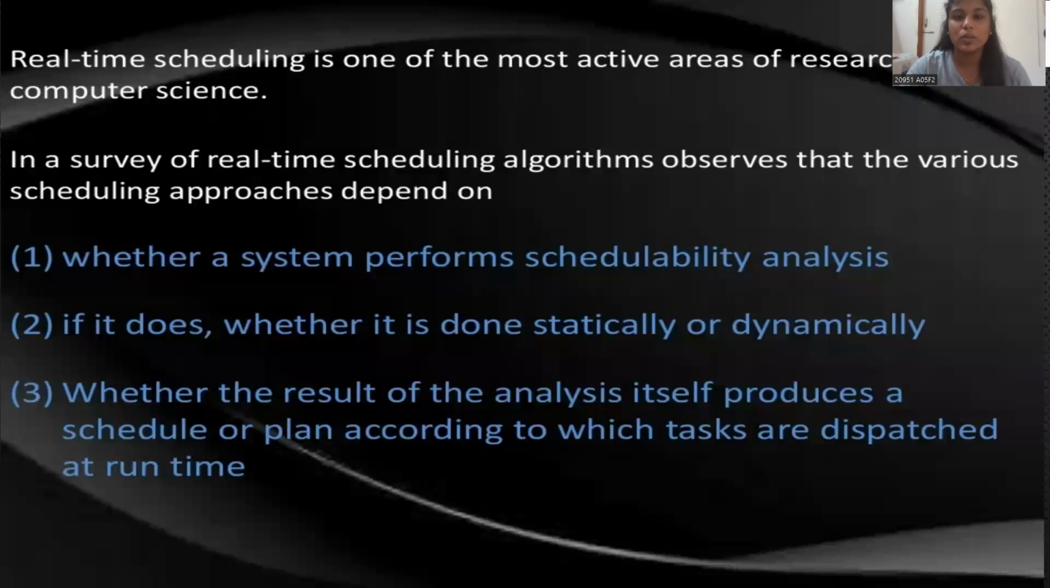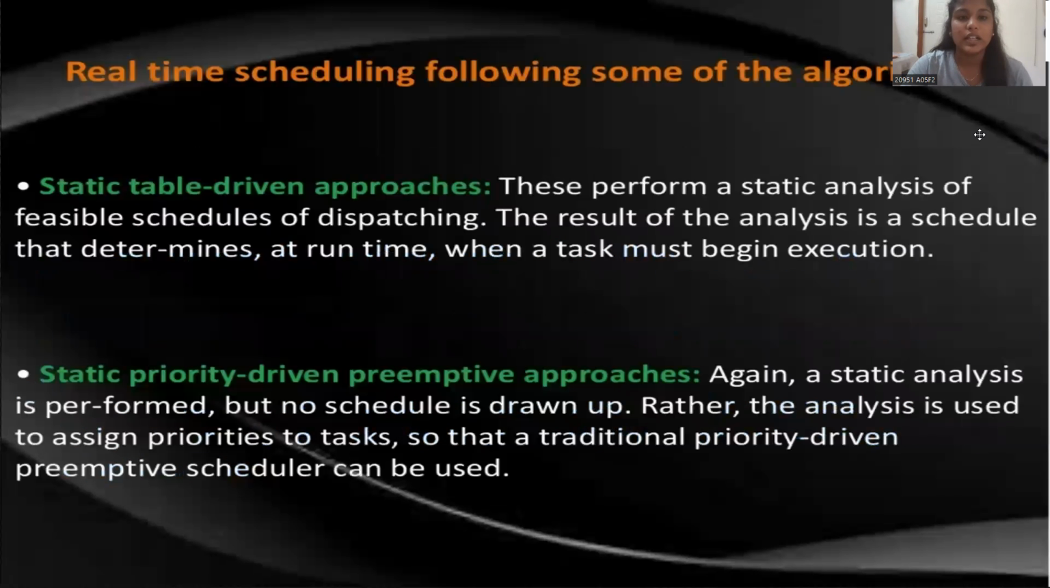Real-time scheduling is one of the most active areas of research in computer science. In a survey of real-time scheduling algorithms, the author observes that the various scheduling approaches depend on whether a system performs schedulability analysis. If it does, whether it is done statically or dynamically, and whether the result of the analysis itself produces a schedule or plan according to which tasks are dispatched at runtime. Real-time scheduling follows some of these algorithms.